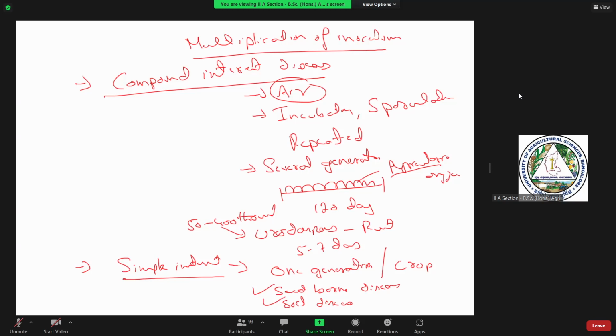Okay. So these are all the ways we can classify diseases: based on the host, based on the plant parts, based on the symptoms, based on the severity, based on the mode of spread of a pathogen, and based on the multiplication of the inoculum or the pathogen itself. Okay. So here we are going to stop now and continue in Monday's class. If you have any questions.